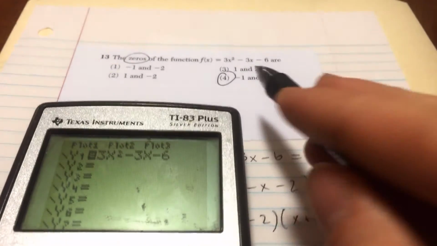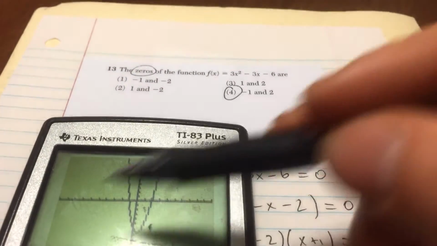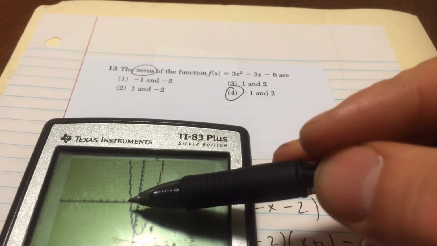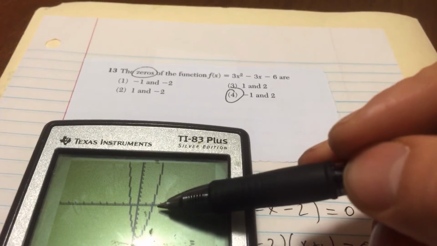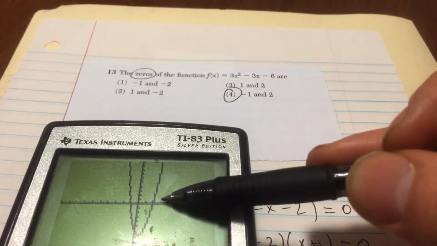You could also put this equation into your calculator, and you could look to see where this graph physically crossed the x-axis, where it's 0 for the y value, so it's the x-intercept. And notice how it's negative 1 and positive 2.